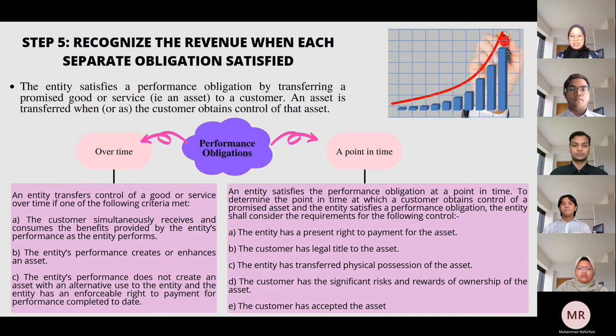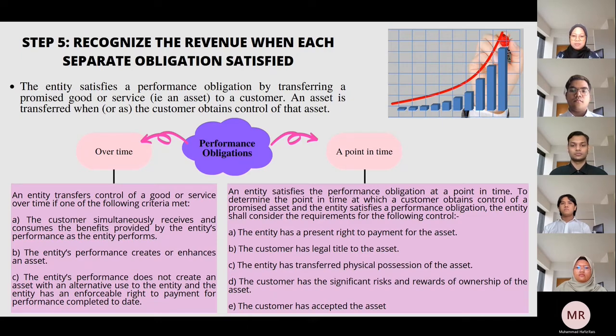As for the next performance obligation, a point in time. To determine a point in time, they need to consider all the following requirements for control. First, the entity has a present right to payment for the asset. Second, the customer has legal title to the asset. Third, the entity has transferred physical possession of the asset. Fourth, the customer has the significant risks and rewards of ownership of the asset. And the last one is the customer has accepted the asset.